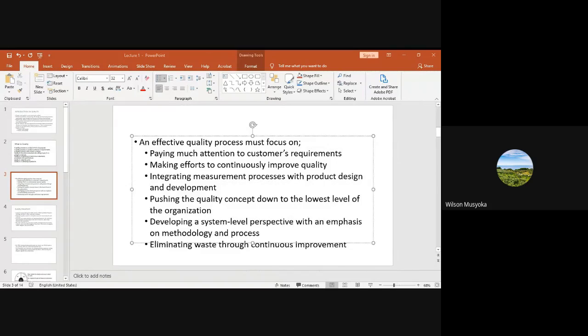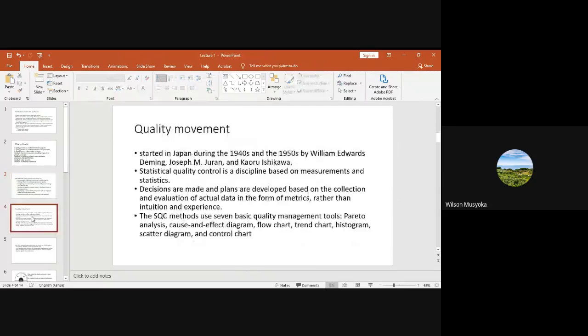So those are the aspects which are normally considered when looking at a good or an effective quality process, as we shall be looking at quality assurance and system testing. So where did this quality movement start? Now, there is a book which I will share with you. It has more details, and it is the context that we are using.